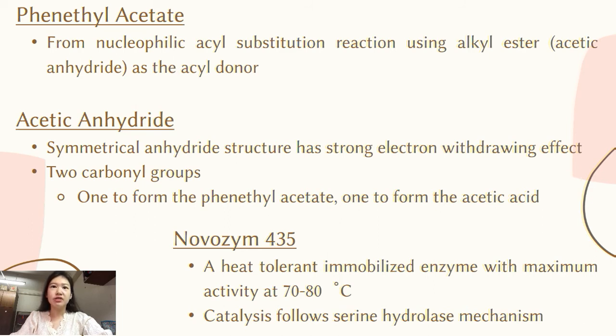Acetic anhydride, which is the carboxylic acid derivative, acts as the acyl donor. It has a symmetrical anhydride structure and hence has strong electron withdrawing effect, making the carbonyl carbon more electrophilic. This is the attack of the nucleophile. It has two carbonyl groups, one forms the phenethyl acetate and one forms the acetic acid.